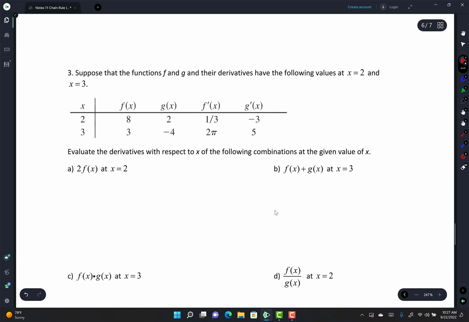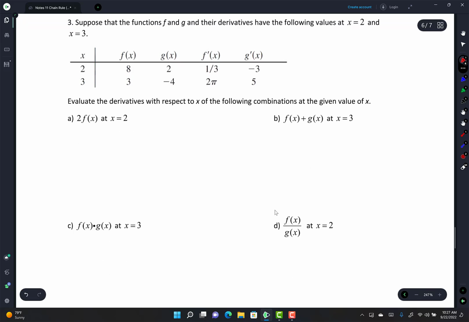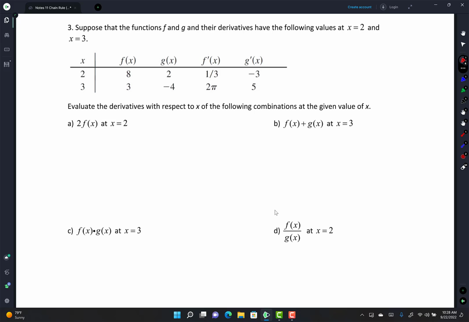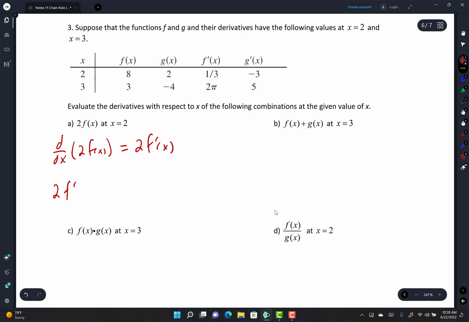Now we have a table similar to what we did yesterday, but now we're going to do chain rule. The first few are not, so it's kind of like a review. It says evaluate the derivative with respect to x with the following combinations given value of x. Okay, so here we go. I want the derivative of 2f of x. The derivative of 2f of x is 2f prime of x. I'm going to evaluate that at 2. So 2f prime of 2. 2 times f prime of 2 is... So my final answer is 2/3.